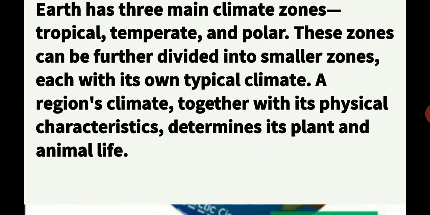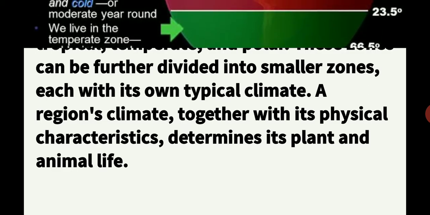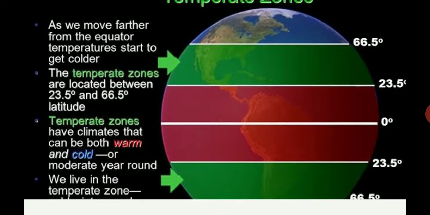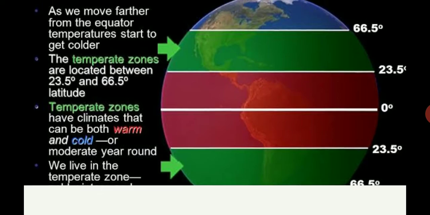Now earth has three main climate zones: tropical, temperate and polar. These zones can be further divided into smaller zones, each with its own typical climate. A region's climate, together with its physical characteristics, determines its plant and animal life. So you have to remember the three main climate zones: tropical, temperate and polar. Polar means extreme north or south, very far away from the equator.